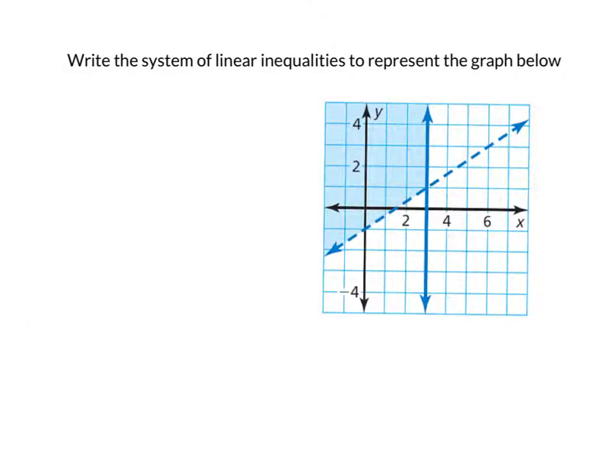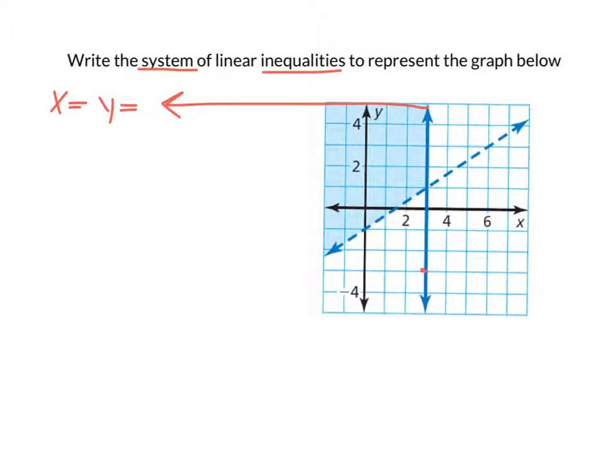So example 2 here, we have a different set of lines, but since we have 2 or more lines, we know that we have a system, and we know that we have inequalities due to the shading. So let's start by writing the inequality for this solid line here. And what I notice here is that I have a vertical line, so I know it's going to be an x equals or a y equals line. I don't know which, but it's going to be one of the two.